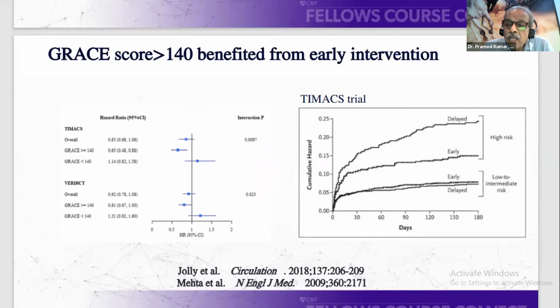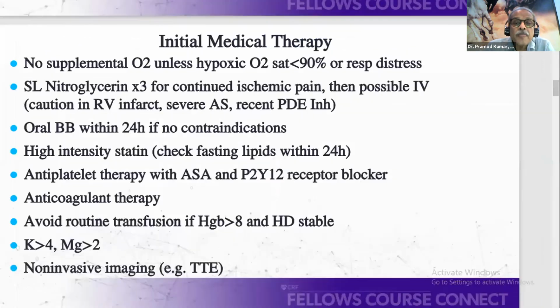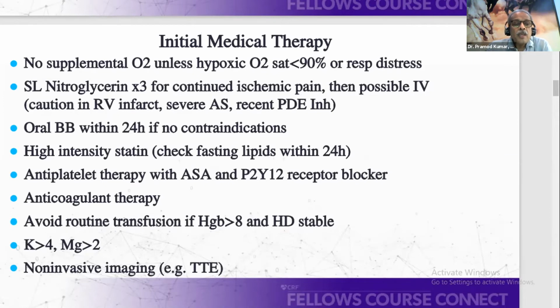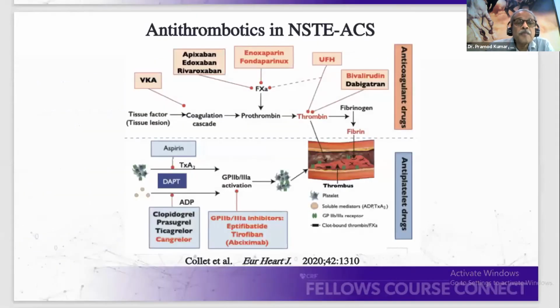Unfortunately, we do not have any risk scoring which has been validated on Indian patients. So, for the time being, I think we have to use this only. This will be very useful. The initial medical therapy is oxygen, nitroglycerin, oral beta blockers, high intensity statin, antiplatelet therapy, anticoagulation therapy. Avoid routine transfusion if hemoglobin is more than 8; potassium has to be more than 4, magnesium more than 2. A non-invasive imaging is always a part of initial medical management.